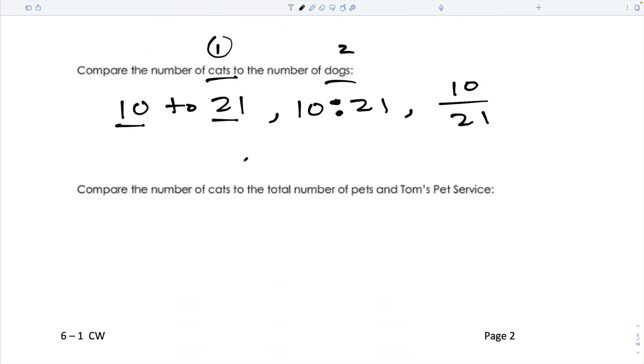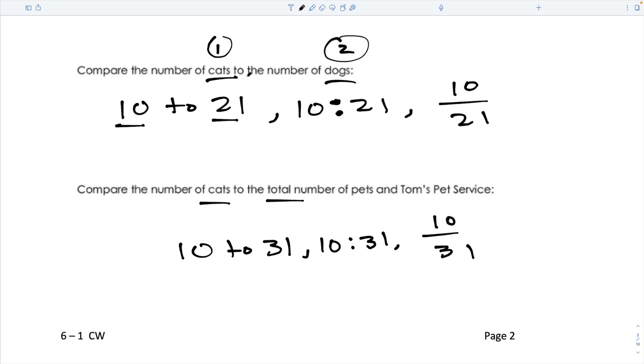When you're comparing number of cats to total number of pets, we have cats to the total. What's the ratio going to look like? Raise your hand if you have a ratio I can use. You can use any type of ratio you want, colon or a fraction. Spencer? 10 to 31. Good. You can also make it colon or a fraction.